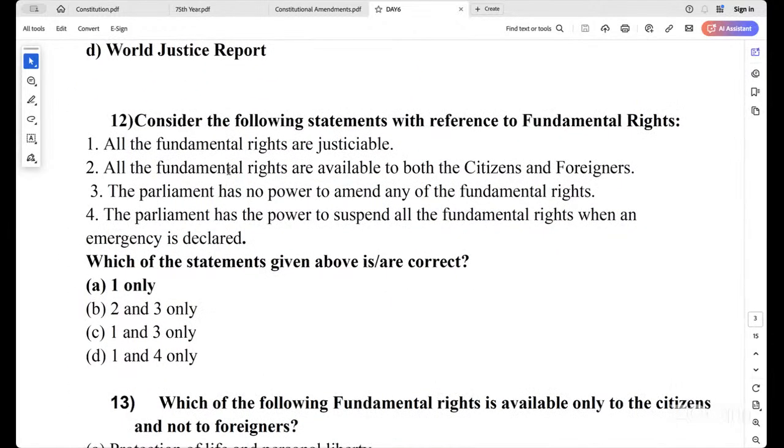Okay, the next one, 12th question. Consider the following statements with reference to fundamental rights. All the fundamental rights are justiciable. All the fundamental rights are available to both the citizens and foreigners. Which are available only to citizens? Yes, it is 15, 16, 19, 29 and 30. Only these articles are available only to citizens. The rest of the articles are available to both the citizens as well as the foreigners or aliens.